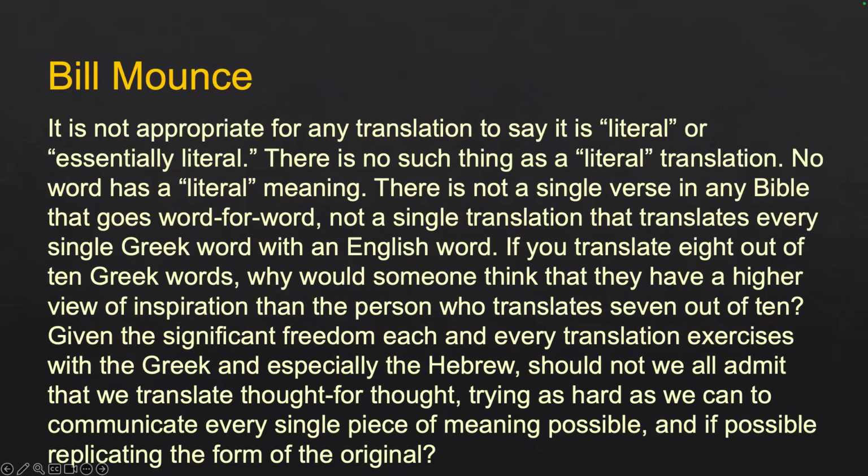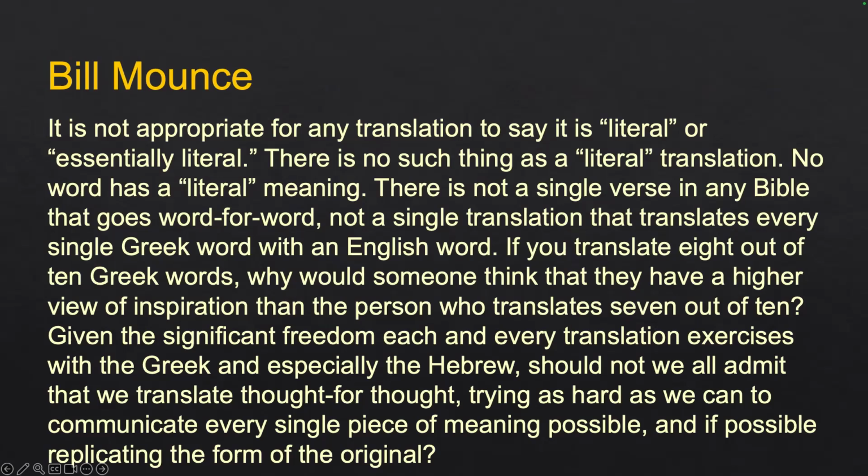Bill Mounce says it's not appropriate for any translation to say it is literal or essentially literal. There is no such thing as a literal translation. No word has a literal meaning. There is not a single verse in any Bible that goes word for word. Not a single translation that translates every single Greek word with an English word. If you translate 8 out of 10 Greek words, why would someone think they have a higher view of inspiration than the person who translates 7 out of 10? Given the significant freedom each and every translation exercises with the Greek and especially the Hebrew, should we not all admit that we translate thought for thought, trying as hard as we can to communicate every single piece of meaning possible, and if possible, replicating the form of the original?